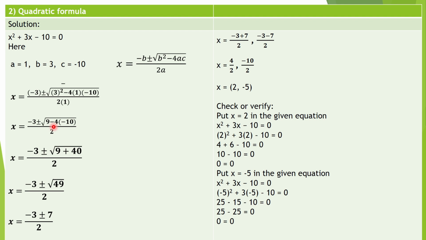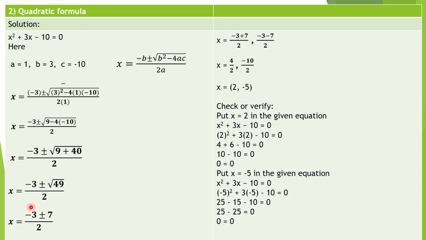When we multiply minus 4 with minus 10, it will become plus, because minus multiplied with minus equals plus. So minus minus will become plus, and 4 times 10 is 40. So it will become 49. Minus 3 plus minus, divided by 2. The square root of 49 equals 7. So this is minus 3 plus minus 7 divided by 2.